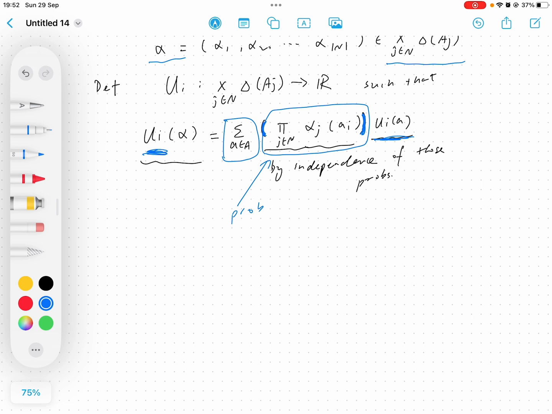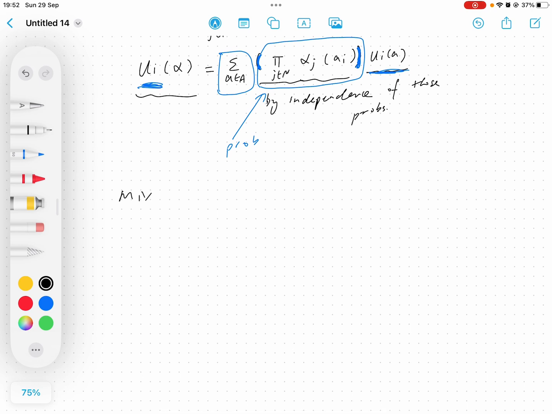Okay, good. So with that, we can define the mixed extension of a strategic game, right? So a mixed extension of this strategic game with Ai and Ui. So what is called a mixed extension of that? It's just we replace this Ai with delta Ai. Okay, so that's it.